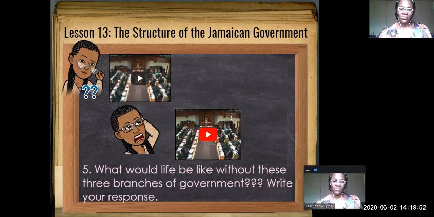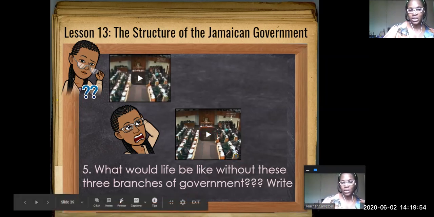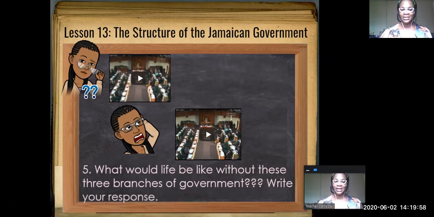So if there are no rules, if there's no order, it could be chaos. What would life be like without these branches of government and the functions they perform? That is something I really would love to hear your responses on. Post it on the class wall or in the appropriate section on renweb.